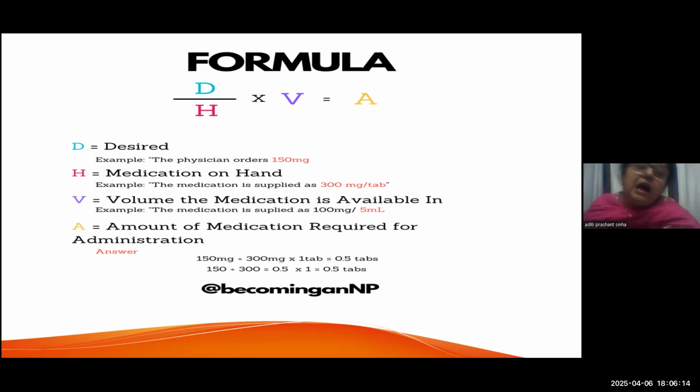That means half tablet is to be administered. So I hope that this is a simple formula which we are going to apply in so many places with so many examples, and which should be very clear to know.